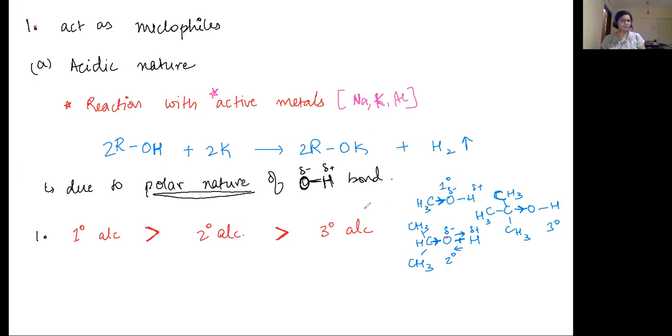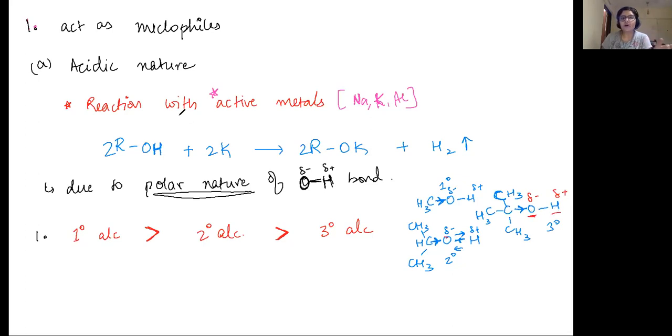See, the order of acidic nature of alcohols is that primary alcohols are maximum acidic compared to secondary, compared to tertiary. The reason is that the electron donating nature of the alkyl groups reduces the polarity of the OH bond.